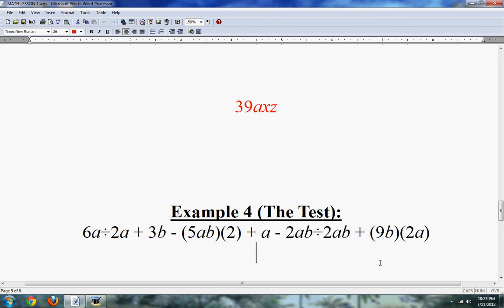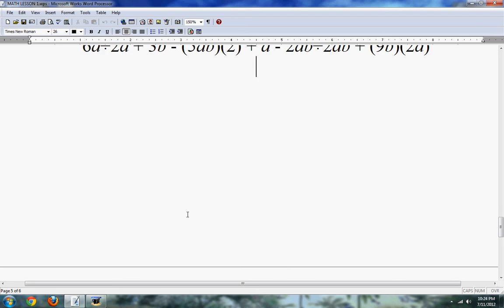So here is the test problem. I didn't show my work right here, just in case one of you wanted to copy it down and then test yourself, to see if you get the same answer as me. If you don't, I will show my work so you can figure out whatever your problem is. So anyways, here we go.